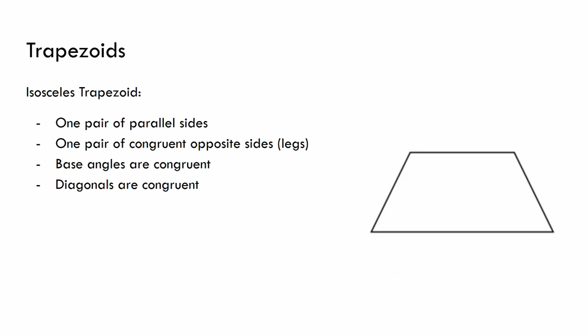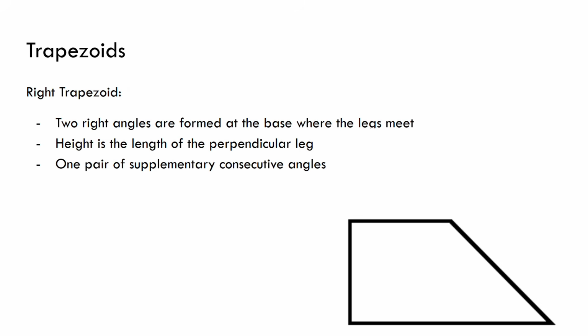So isosceles trapezoids only have 1 pair of parallel sides, and then 1 pair of congruent sides as well, which are known as the legs. And the base angles are congruent to each other, and the diagonals are congruent to each other as well. For a right trapezoid, 2 right angles are formed at the base where the legs meet. The height is the length of the perpendicular leg, and the 1 pair of consecutive angles, because once again, these are parallel lines, and then you can imagine this as the transversal.